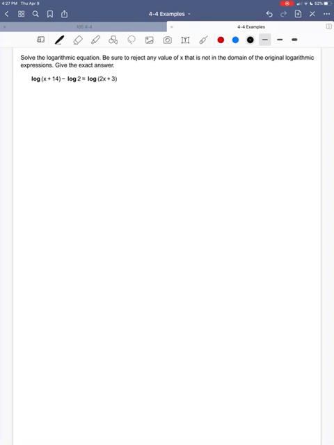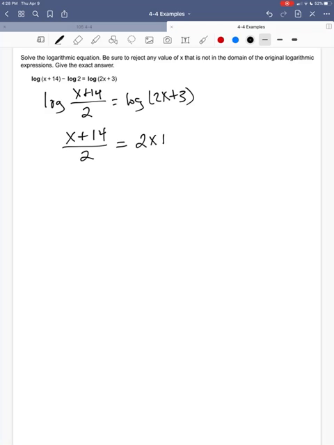So I'm going to write a single log. I don't have to write a base, it's really base 10. I'm going to get x plus 14 all divided by 2. And then that's going to be log of 2x plus 3. And the idea here, since I have a log equal to a log and they're the same base, the only way for two logs to be equal is if what I'm starting with is also equal. So I just equate those parts and I forget about the logs. So I get x plus 14 over 2 equals 2x plus 3.